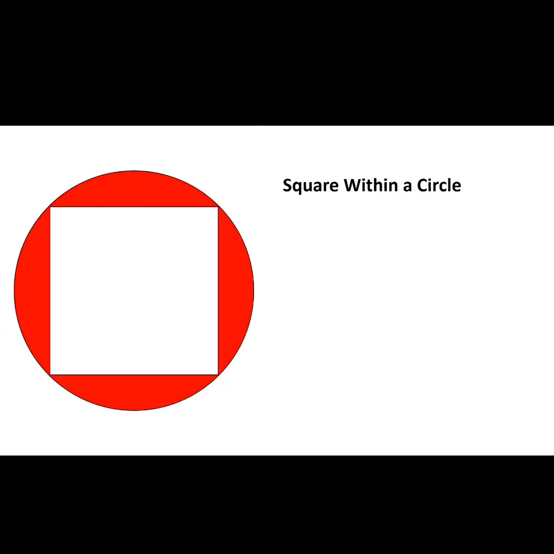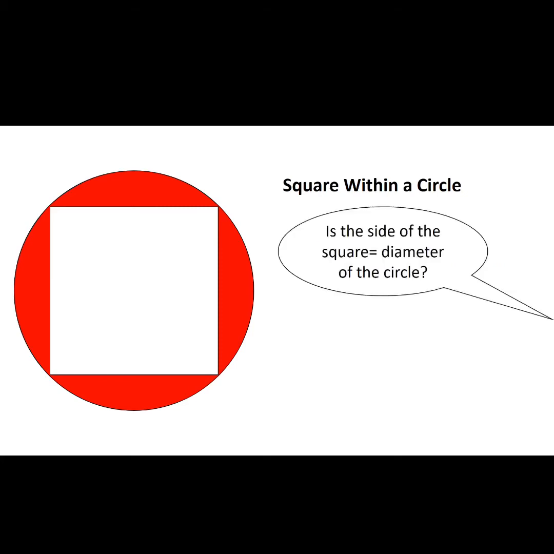Our next example is a square within a circle. We can see that the square is now smaller than the circle. So to find the area of the shaded parts, we take the area of the circle and subtract the area of the square. But is the side of the square equal to the diameter of the circle as in our previous example?